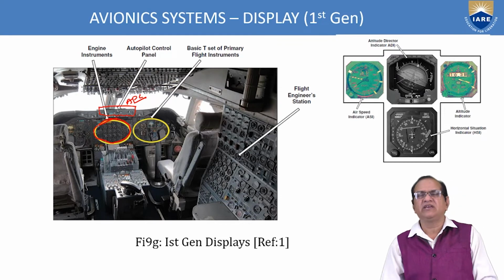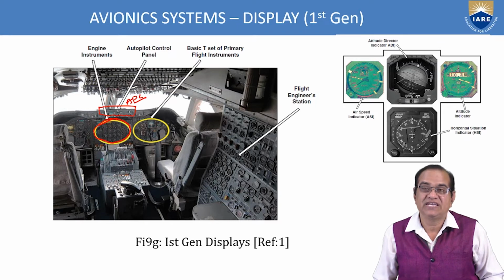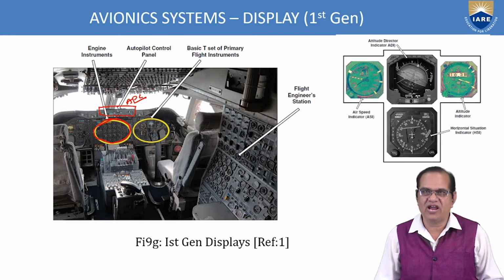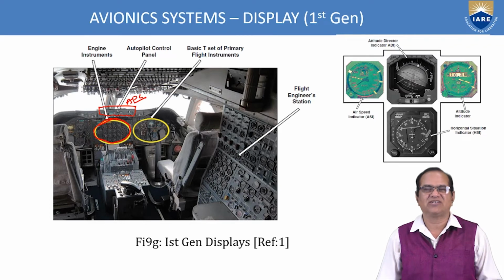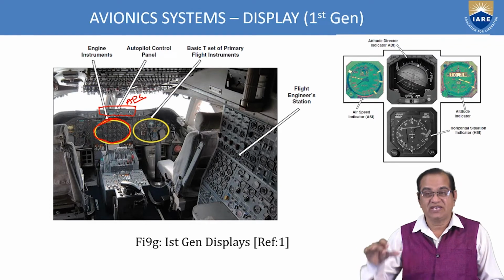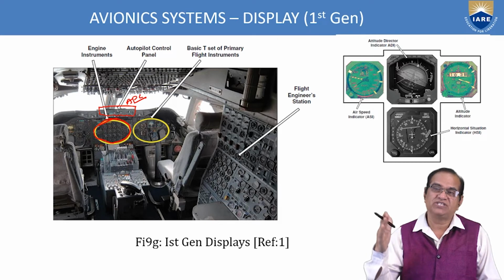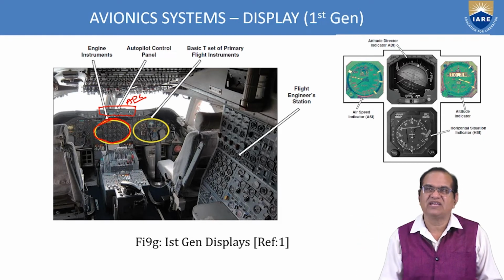So what are the engine instruments? Engine RPM, engine oil pressure, engine oil temperature, engine exhaust temperature, inlet temperature, inlet pressure, inlet velocity, exhaust pressure, exhaust velocity, exhaust temperature. Even in between also T1, T2, T3 different temperatures are there.